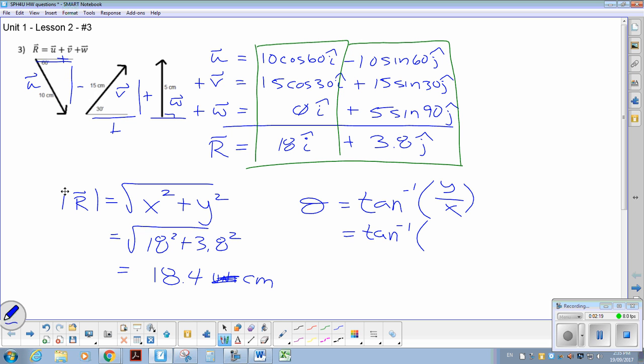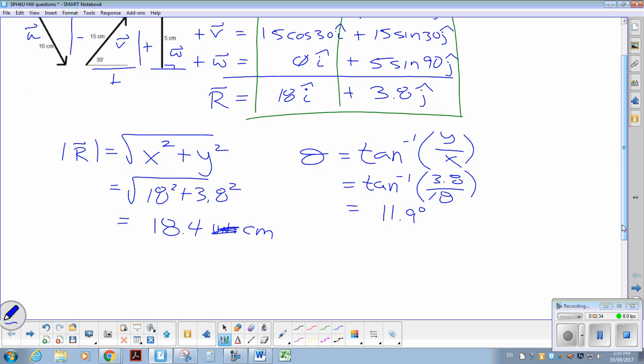Tan inverse of 3.8 divided by 18. So that gives us an angle of 11.9 degrees. So again, because both our resultants, the components are both positive, that would indicate that the resultant's heading east and north. So therefore, 18.4 centimeters east, 11.9 degrees north. And there's our final answer.